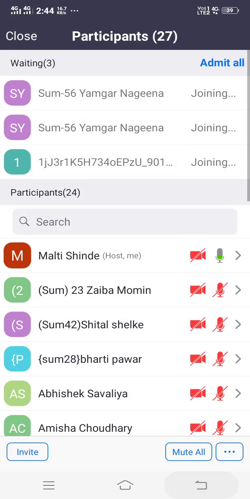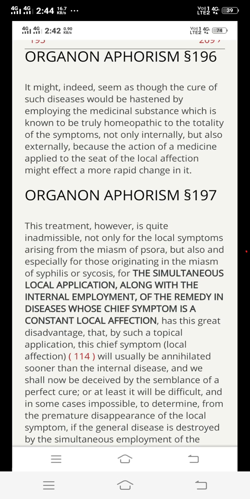So in aphorism number 196, they explain the use of the same medicine. If you are using Nux vomica, it can be used internally and also externally, in the form of ointment, liniment, etc. But this is not advisable in homeopathy. This is given in aphorism number 197. In 196 they explain that you can use it for a rapid or early cure, but it is not accepted, and that is given in aphorism number 197.